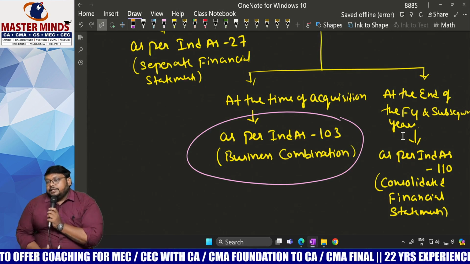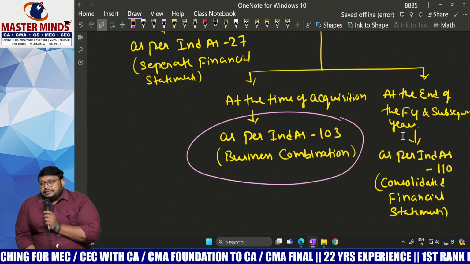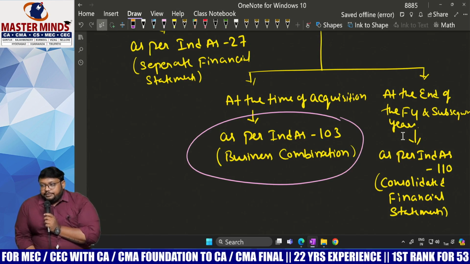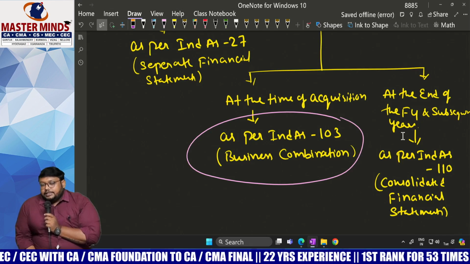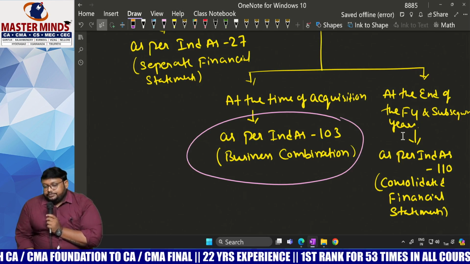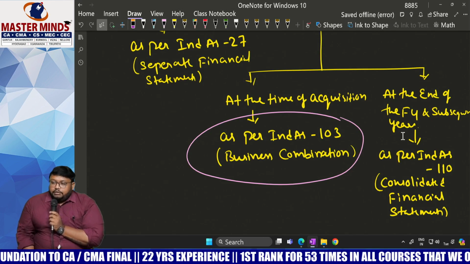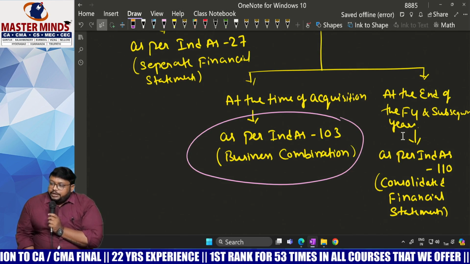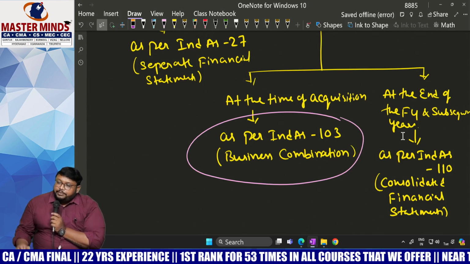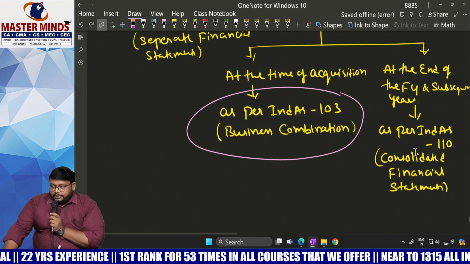And third case, investments in subsidiaries. Again, we are preparing two financial statements: separate financial statements as per Ind AS 27, and for consolidated financial statements we have to check the date of acquisition or the end of the financial year. On the date of acquisition, Ind AS 103 business combination will apply. Ind AS 110 will apply at the end of the year.